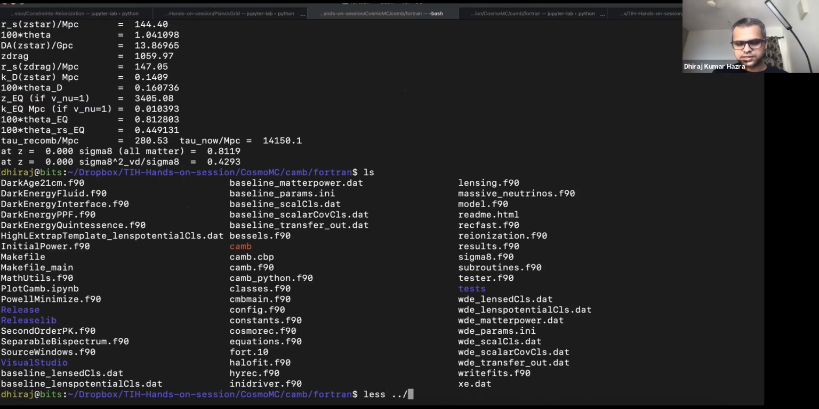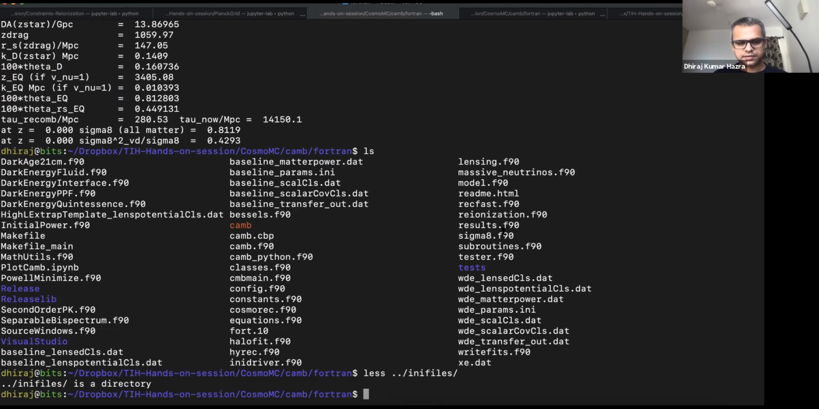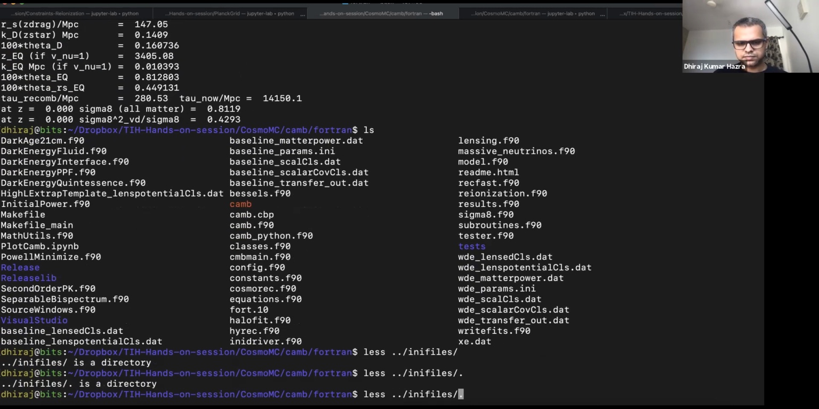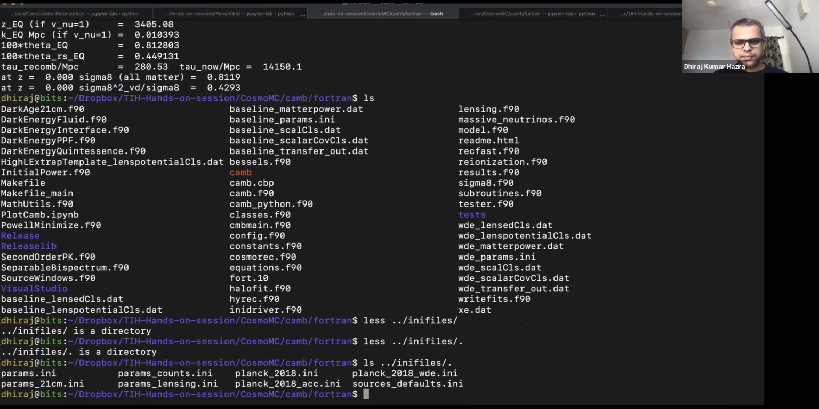My ini files have these 2 files. Okay, you don't have to worry about any other file. Planck 2018.ini, where I have set it to be baseline.